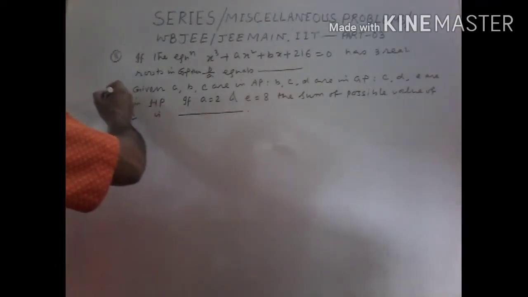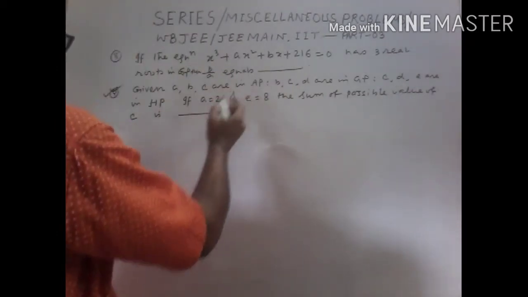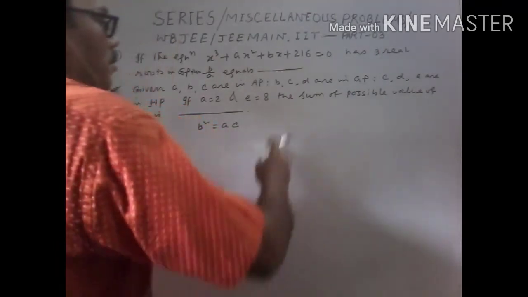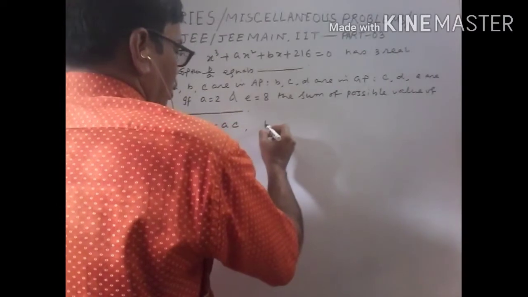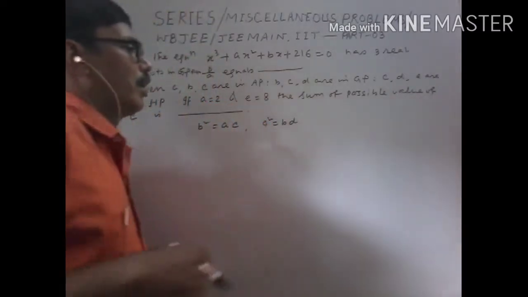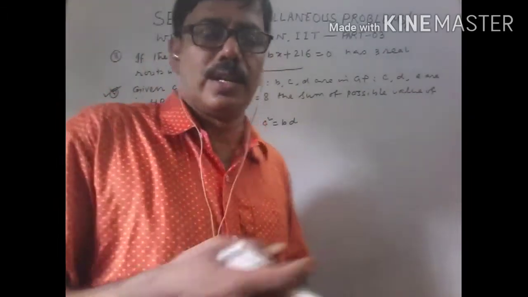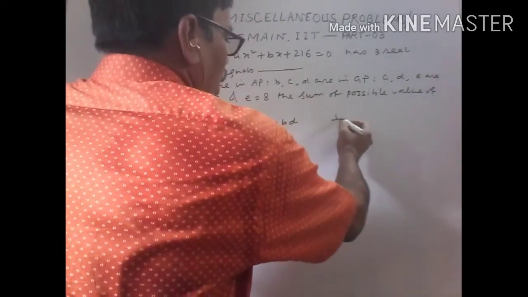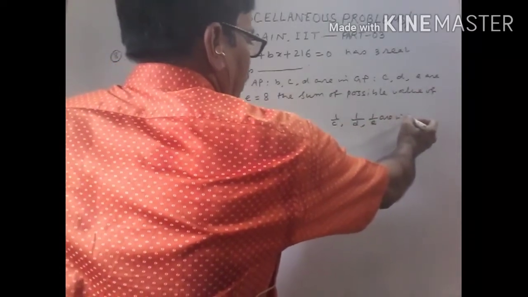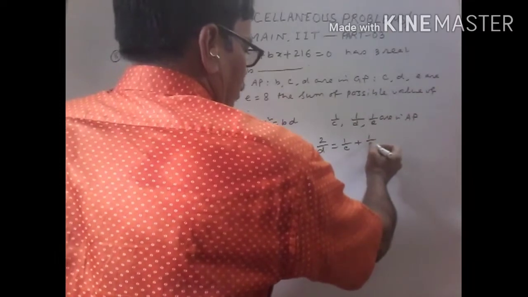So consider problem number 9. Now ABC are in AP. BCD are in GP, so C square equals BD. Now CDE are in HP, therefore their reciprocals are in AP. So we know 1 by C, 1 by D, 1 by E are in AP. So this means 2 by D equals 1 by C plus 1 by E.